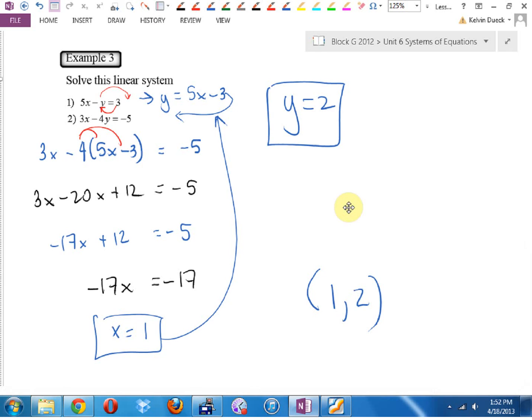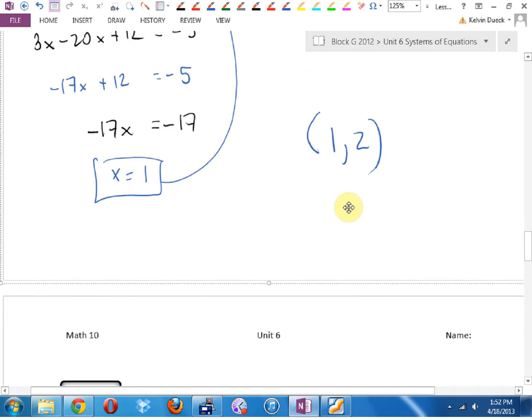Is this faster than graphing? I think it can be. It is for me. And you don't have to have graph paper. 1, 2.